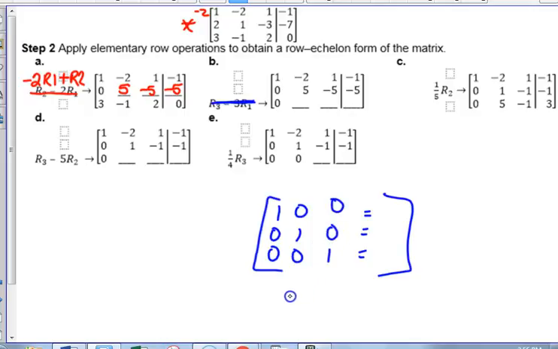Why would that be a worthy goal? Do you remember what this is called? This is called the identity matrix. Do you remember that now? Okay. This is where I'm going, guys.